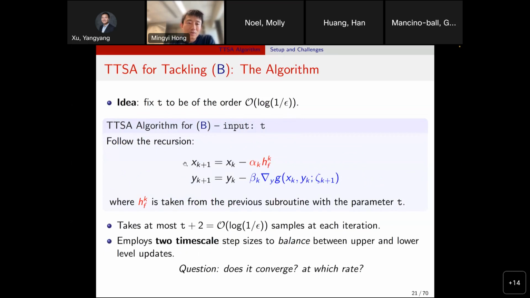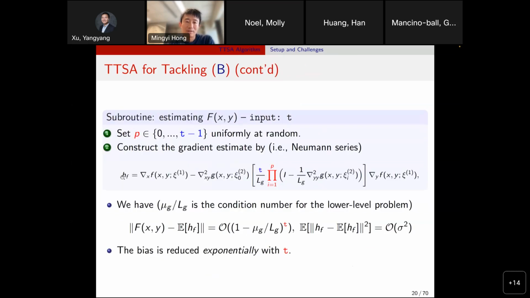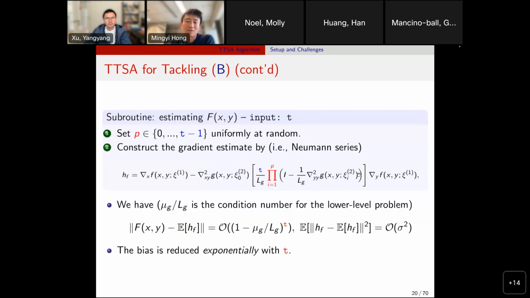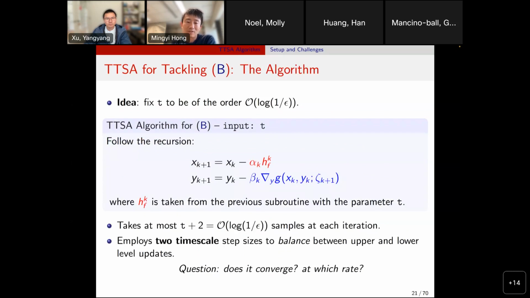And then we do the following recursion. Each time for the x update, I use the step size alpha k, and then I use the estimate we just computed, so this h is this. Just use this h. And then we update y based on one step of stochastic gradient of the lower level problem. So the total number of samples we need here is on the order of t. This is t plus one more sample here, and a couple more here. So it's order t samples, which is log 1 over epsilon.